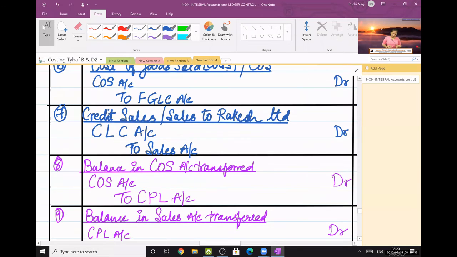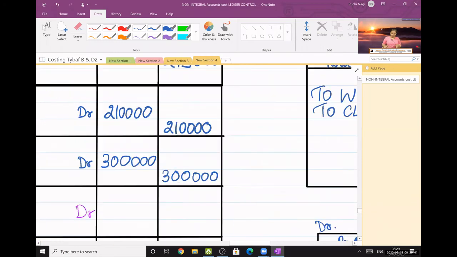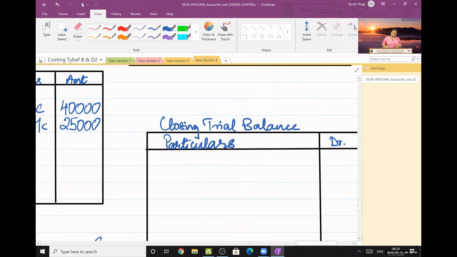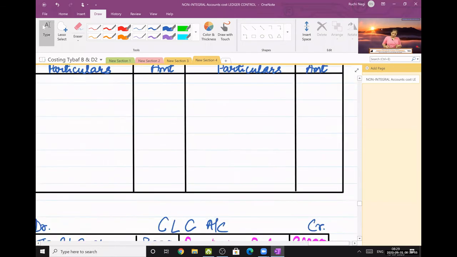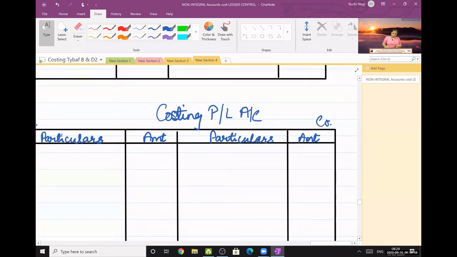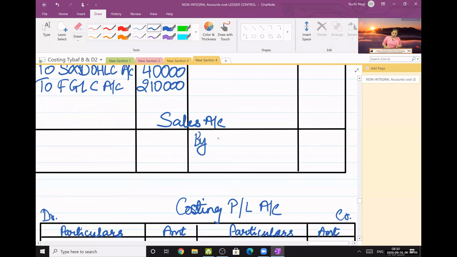This is also done. Next, credit sales. CLC to sales 3 lakhs. CLC के debit side में to sales 3 lakhs. Second effect, sales में आएगा on the credit side by CLC account 3 lakhs.